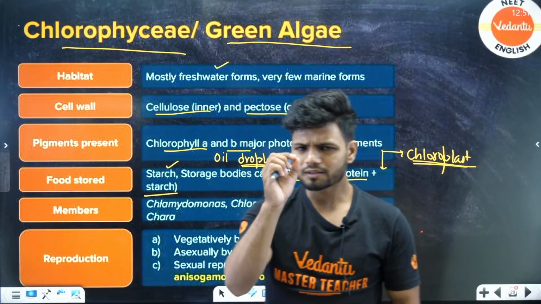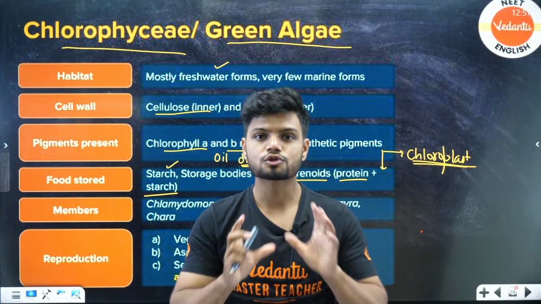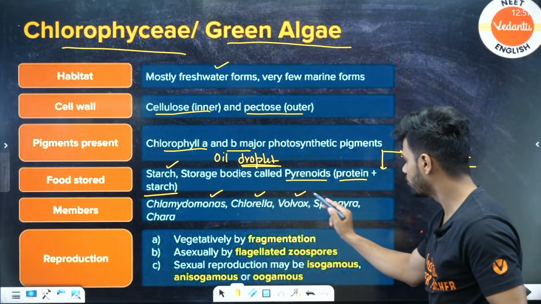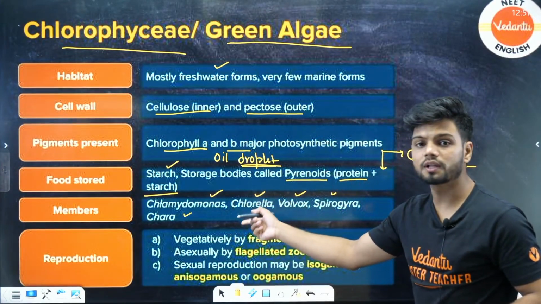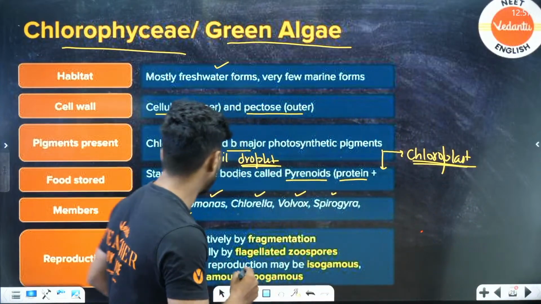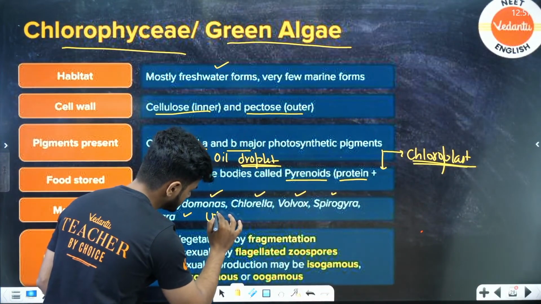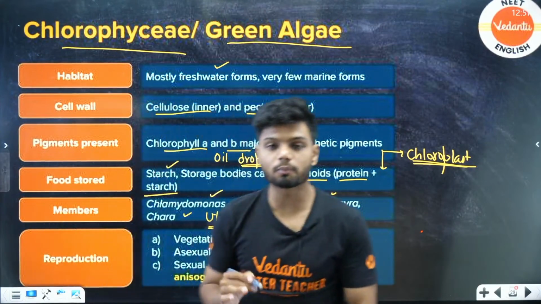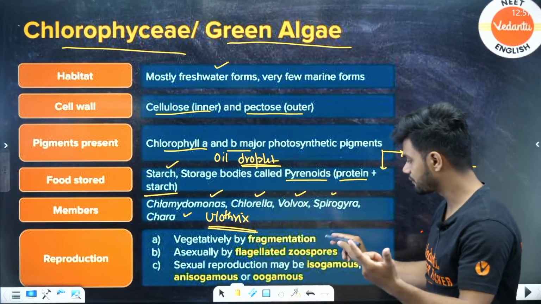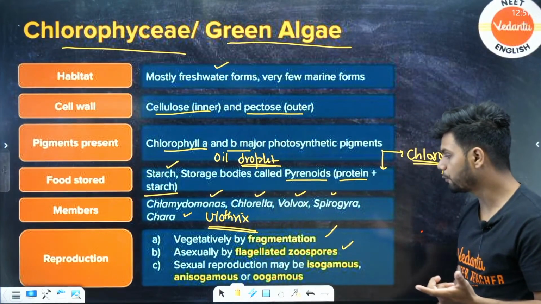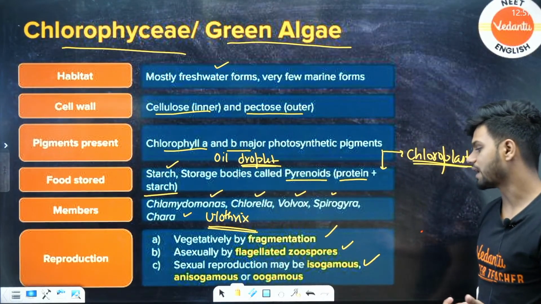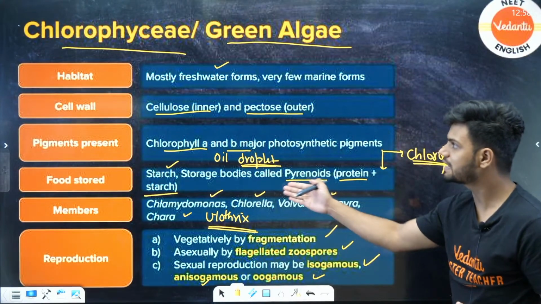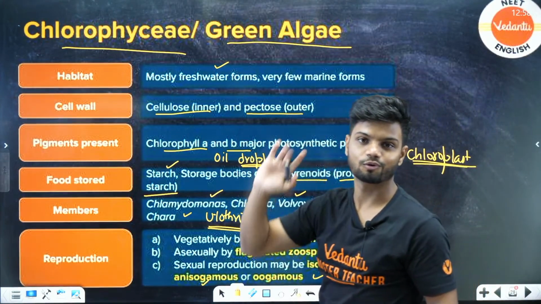Now, the next thing someone can ask you is the storage food material that we learned right now. Now, examples: Chlamydomonas, Chlorella, Volvox, Spirogyra and Chara. The only thing which is missing from here is Ulothrix. Let me also write that. Ulothrix. Now, what about the reproduction? Reproduction is going to be vegetative by fragmentation, asexual by zoospores, and sexual reproduction by isogamy, anisogamy and oogamy. All 3 types of sexual reproduction can be seen in the case of your Chlorophyceae.